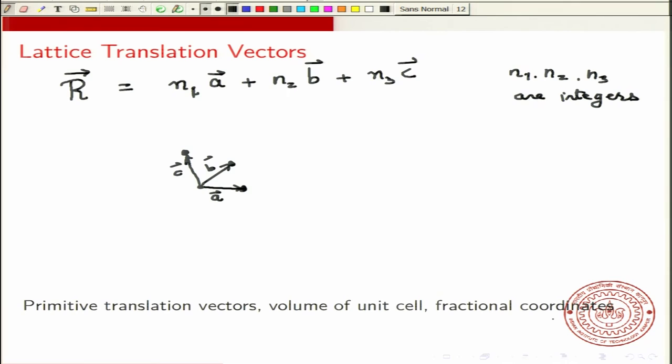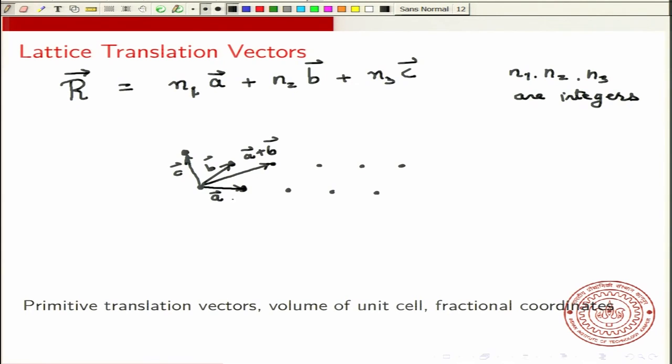Now if I take n1 equal to 2, n2 and n3 are 0, I will get the next point. If I keep n2 and n3 equal to 0, I will get a whole set of points, and notice that this vector, this R, is a vector that goes from this origin, which is also a Bravais lattice point, to some other point. Now suppose I take n1 equal to 1, n2 equal to 1, n3 equal to 0, then you can see that I'll get a plus b, which will give me this point. So for this point, the translation vector is a plus b.